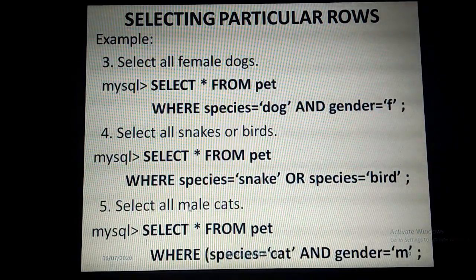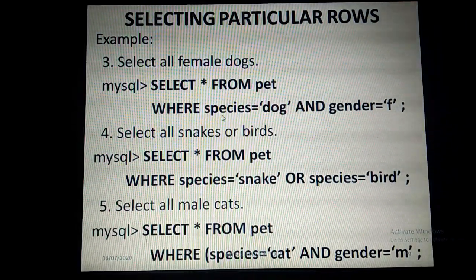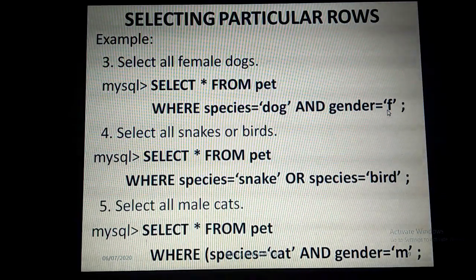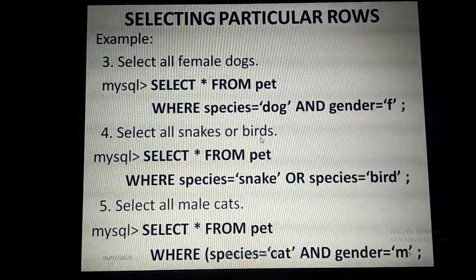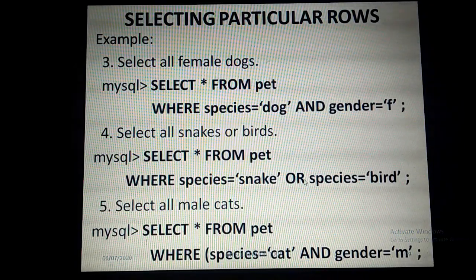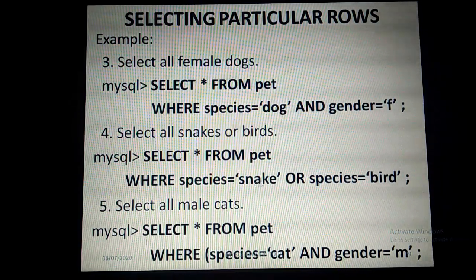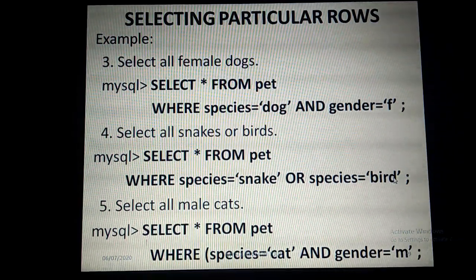So next example is select all female dogs. So where condition species dog and gender is female. So like that we need to give a semicolon at the end. Next is select all snakes or birds. So select star from pet where species snake or species bird. So species either snake or bird. So in both the categories it will be included in the result.